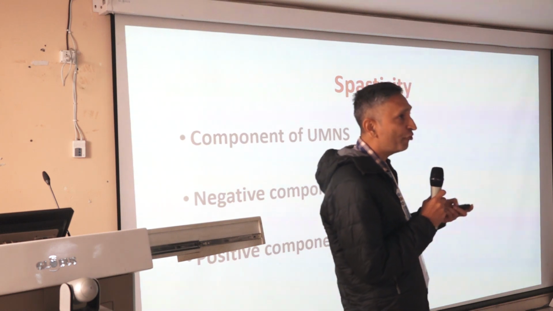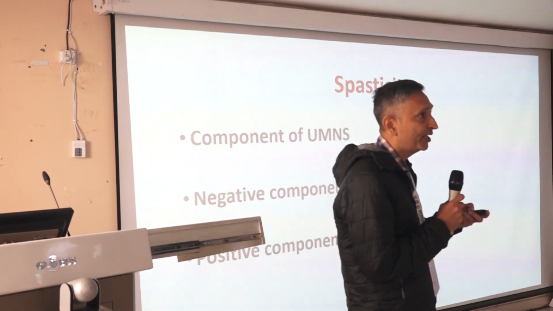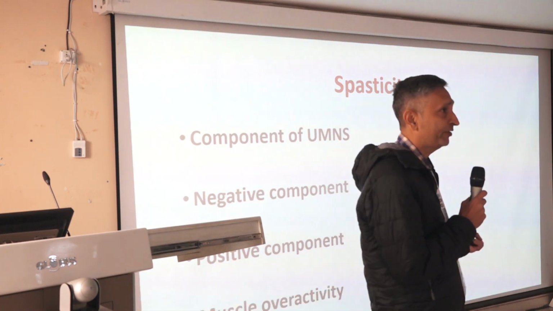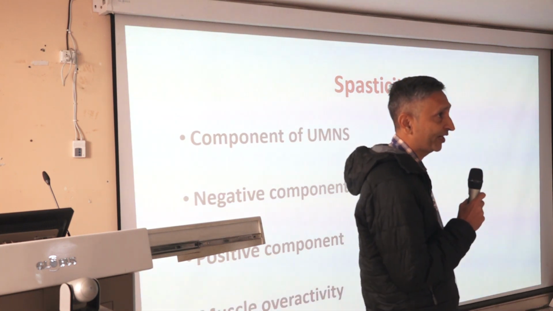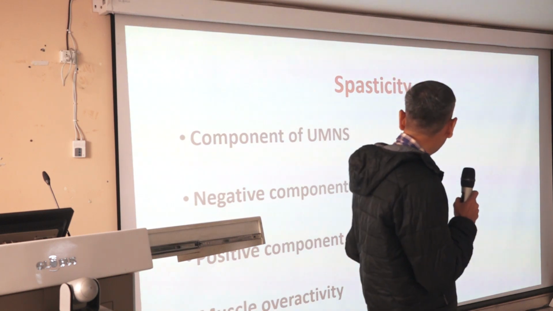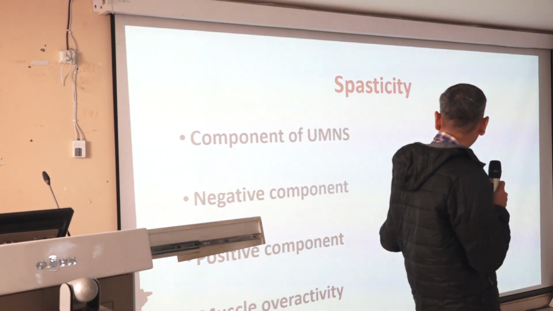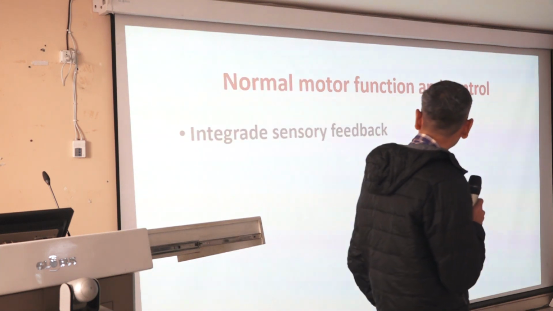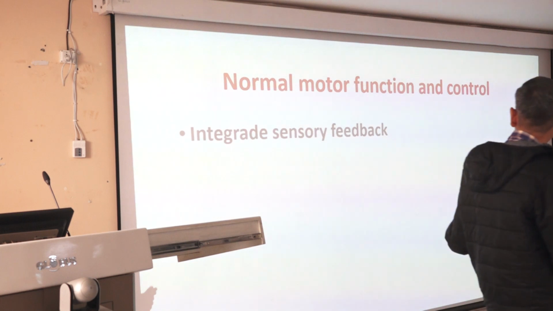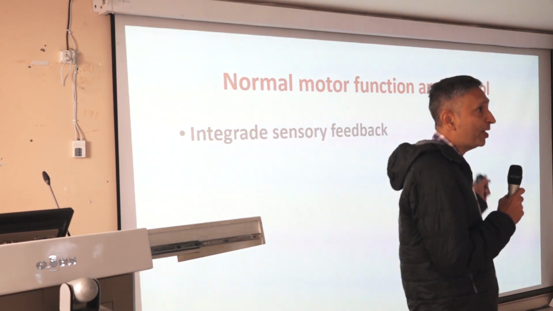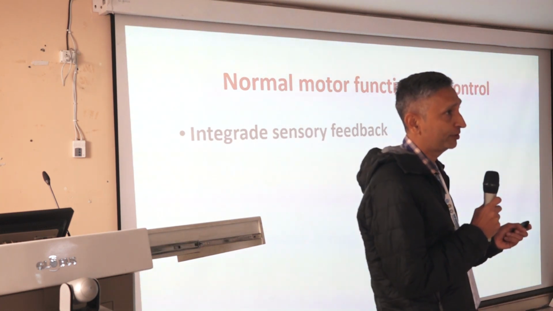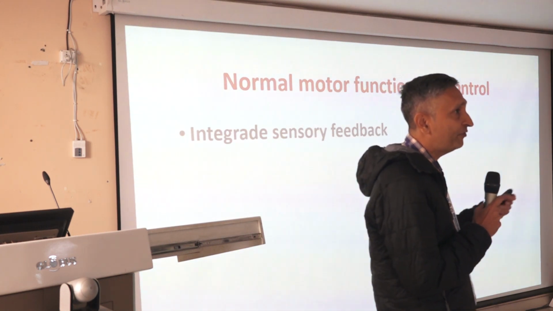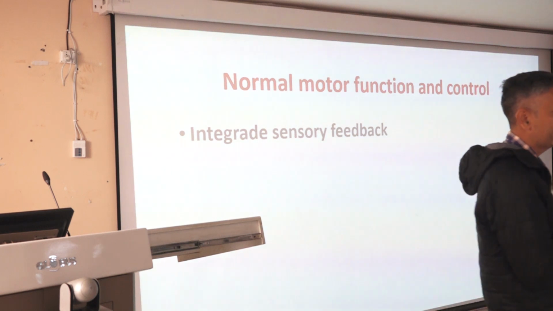So your aim of management of spasticity is to reduce this hyper muscle overactivity with fewer side effects, and not produce any increase in the negative components. Okay. So before knowing spasticity, you should know the normal pathophysiology of motor control. So what is the normal pathophysiology of motor control? Then we will see what is abnormal spasticity.